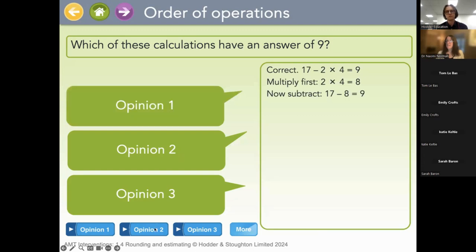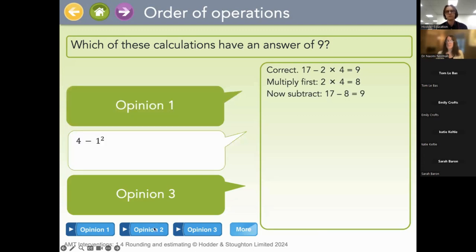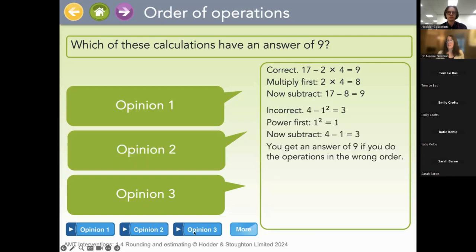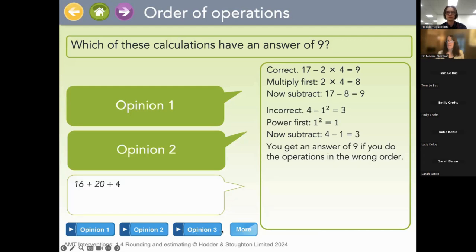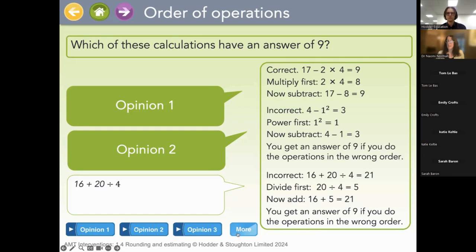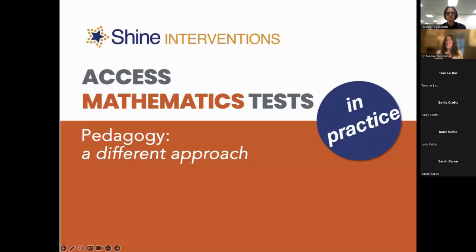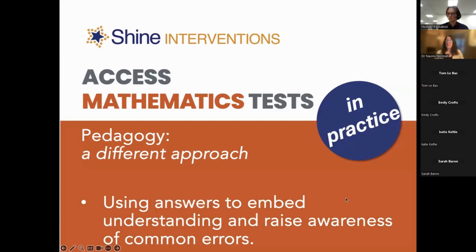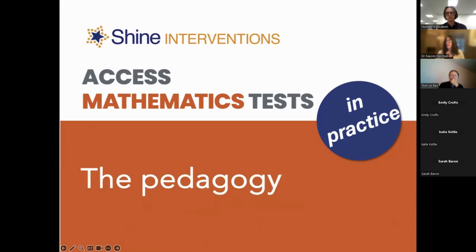In the same way, in opinion 2, they have to decide whether the subtraction goes first or the power. Do they get 9 or not? And if they do get 9, they're actually incorrect in this case. And then in opinion 3, once again, do they get 9 or not? And they would be incorrect if they got 9. So in terms of what is done differently in this intervention, we're using answers to embed understanding and raise awareness of common errors.